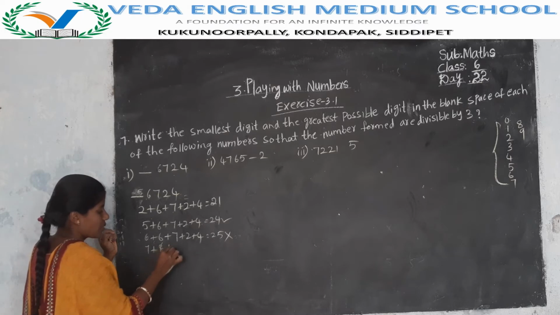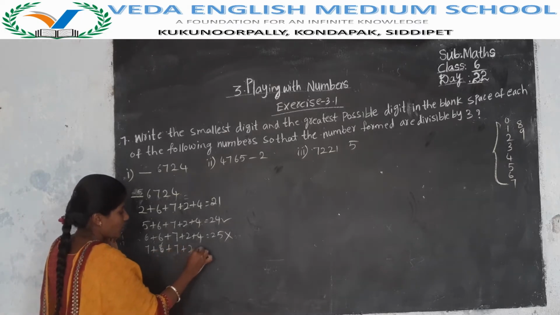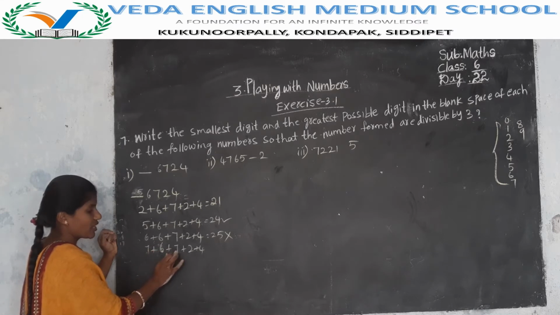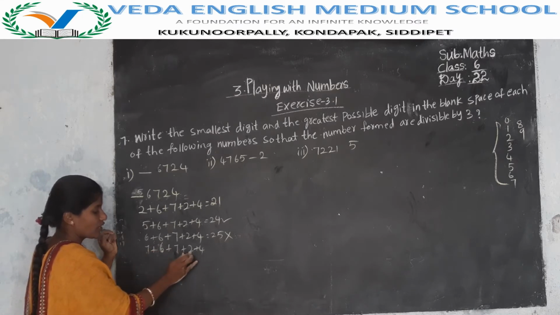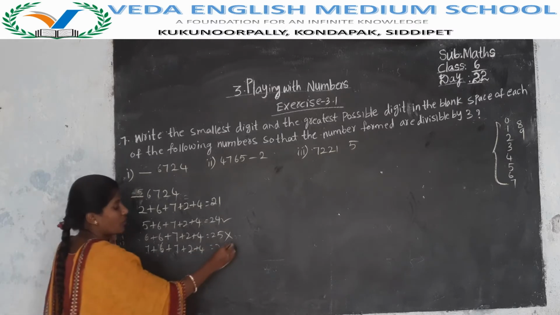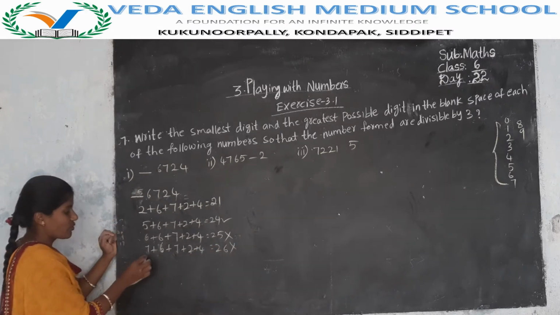7 plus 6 plus 7 plus 2 plus 4. 7 plus 6 is 13. 13 plus 7 is 20. 20 plus 2 is 22. 22 plus 4 is 26. Is 26 divisible by 3? No, not divisible. After 7, what is the next number?